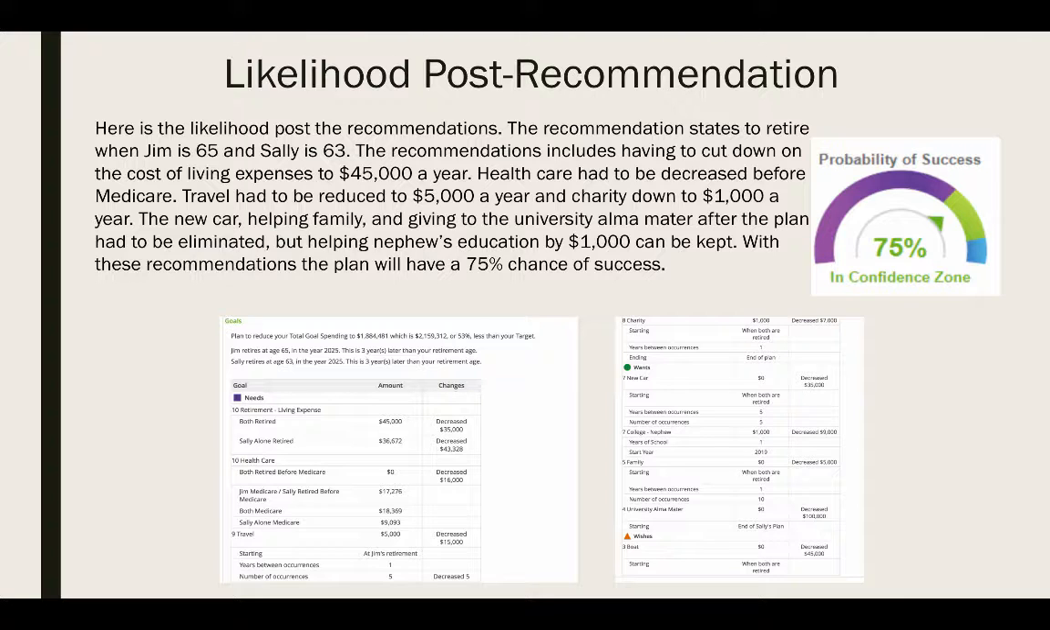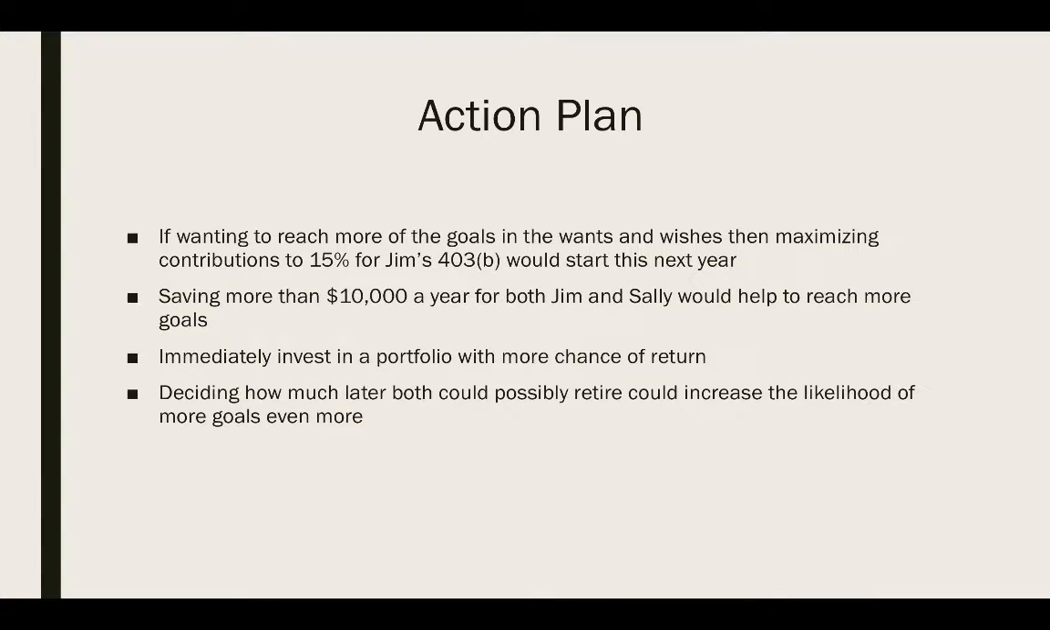Travel had to be reduced, but they can still travel some. Charity was reduced, but they can still give to charity. They can't have the new car, can't help any family, and can't give to the university alma mater, but they can still help their nephew's education by $1,000. But overall, this plan is great, though, because they have a 75% confidence level of success.